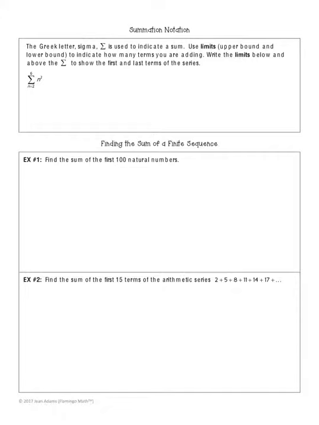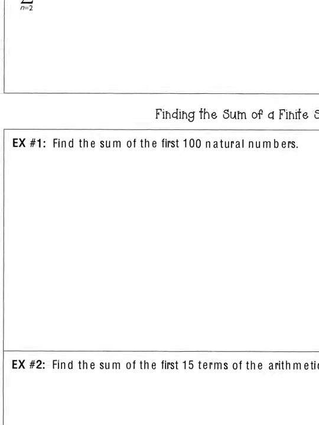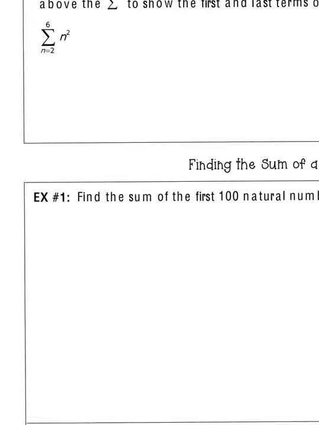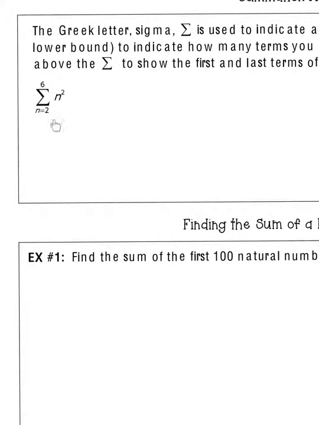So in this particular example, it says the Greek letter sigma is used to indicate a sum. So this is shorthand notation for find the sum of. You're going to use limits, the upper and lower bound, to indicate how many terms you are adding. You are to write the limits below and above this sigma to show the first and last terms of the series. So in this particular one, this is our lower bound and this is our upper bound, and this happens to be the rule. So notice that we don't start with 1 this time.